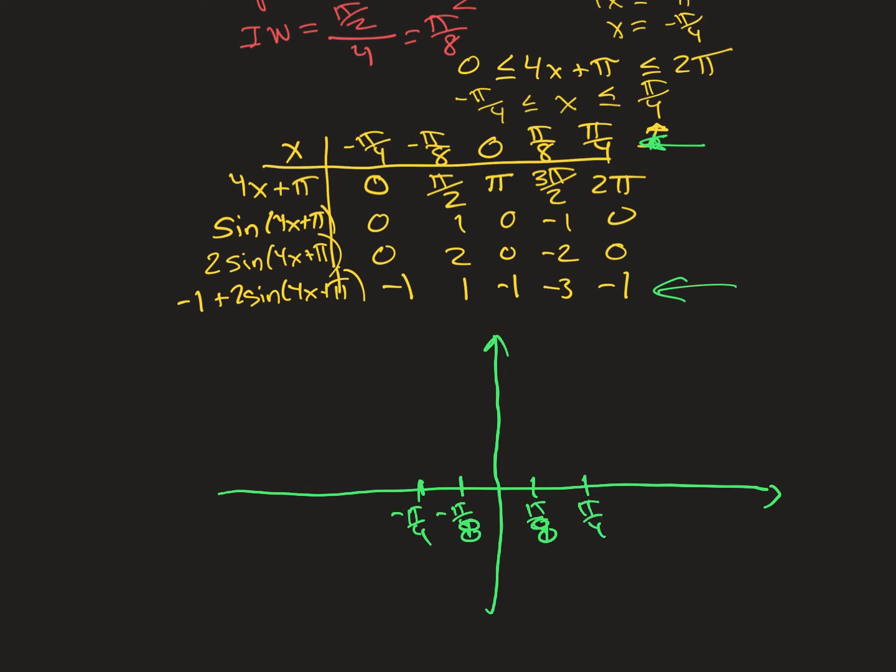Okay, and we could continue. We could keep on doing this. 3 pi over 8, pi over 2, which is 4 pi over 8, and so on. Negative 3 pi over 8, negative pi over 2.